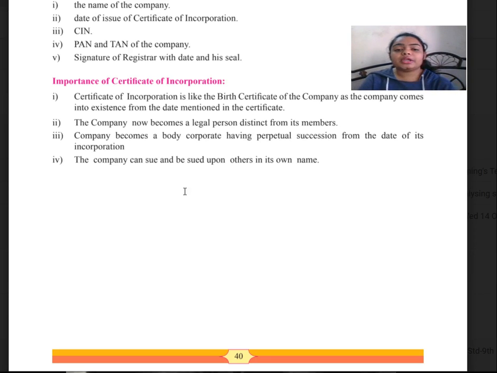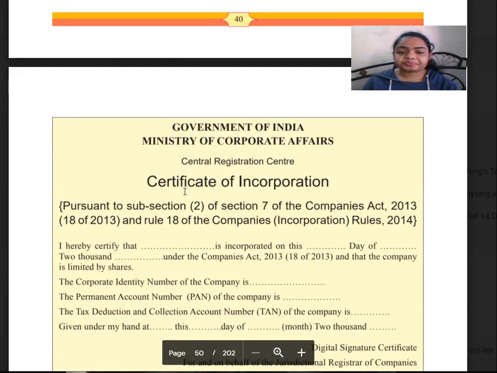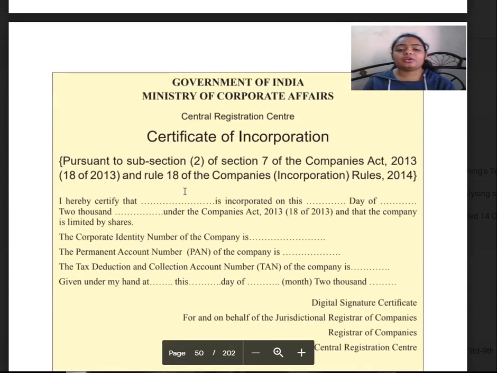So what is the importance? It is like the birth certificate of the company, and after that the company comes into existence from the date mentioned on the certificate. It becomes a distinct person having perpetual succession from the date of its incorporation, and the company can sue and be sued in its own name also. So this is the certificate of incorporation.